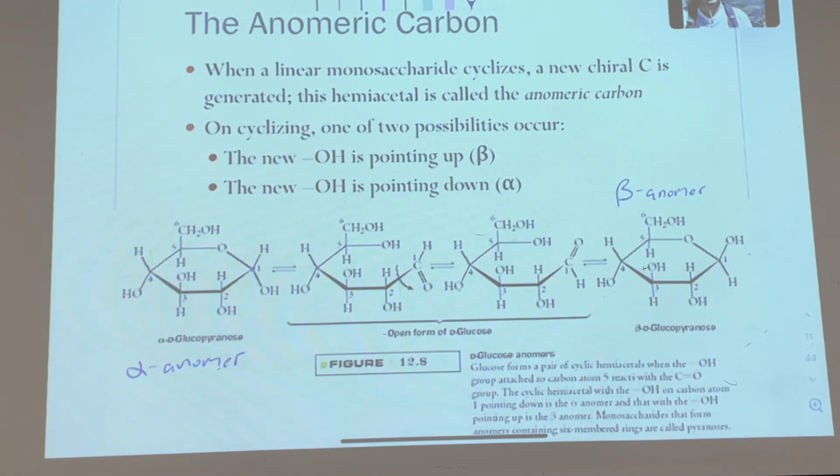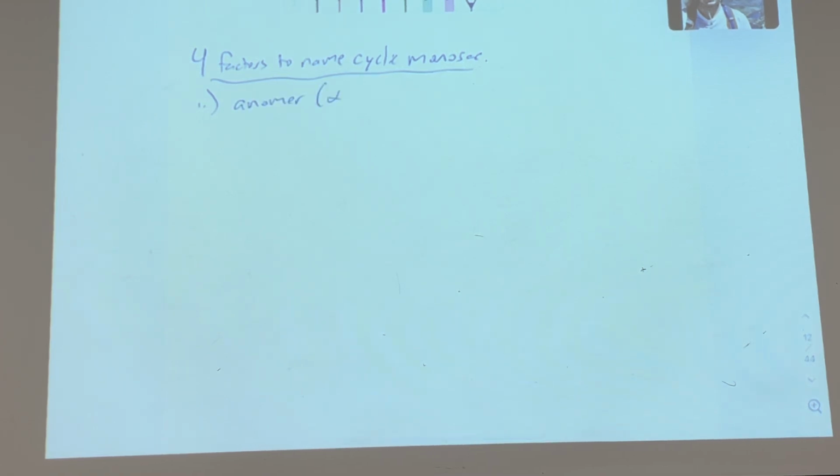Let's go ahead and look at how to name these. So when it comes to naming cyclic monosaccharides, there are 4 variables here. And we've got to include all of them in the name, otherwise we have not unambiguously identified the cyclic monosaccharide. Number 1, we have to include the anomer. Is it alpha or is it beta? Second thing, you have to include the stereochemistry. Meaning, is it D or is it L?